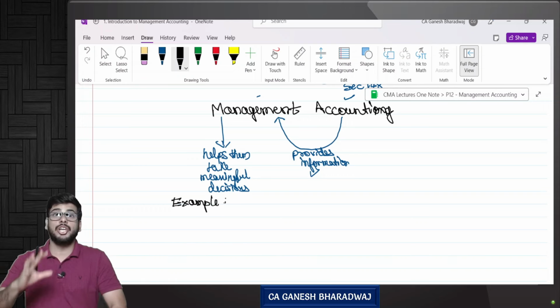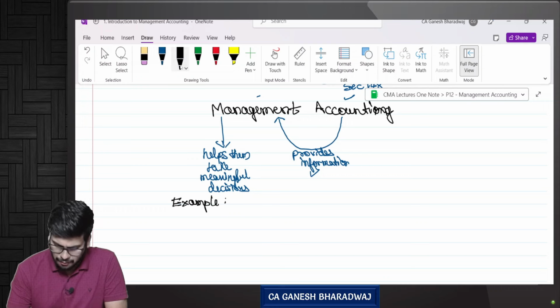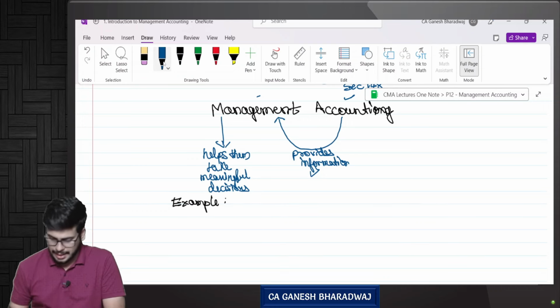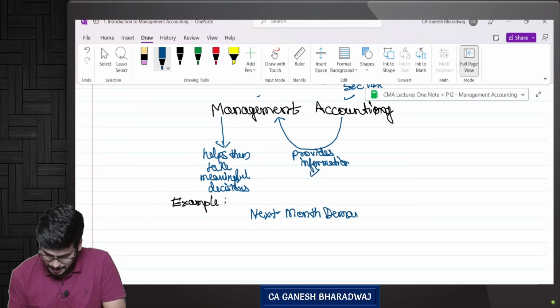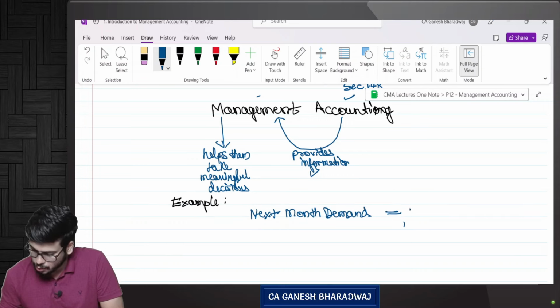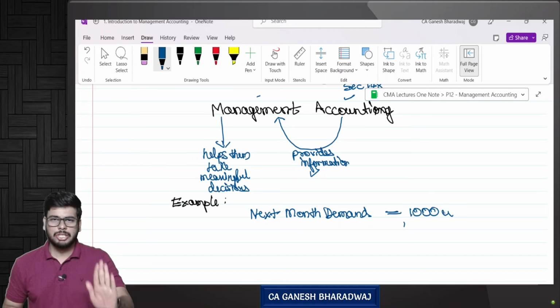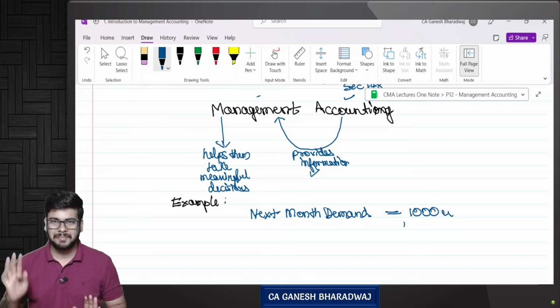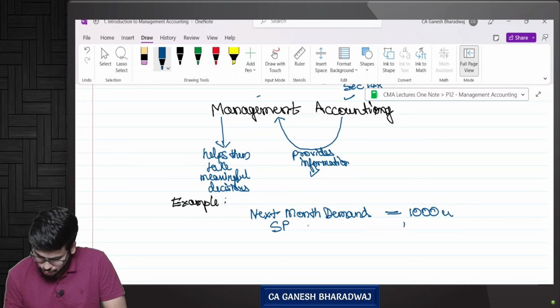And the following are the data. I'm giving you the data, so just patiently listen to this. Let's say the next month demand is going to be 1000 units. This is the estimate. You have got in touch with market analysis, and even if we continue for the next one month, maximum demand can be for 1000 units. The selling price per unit is going to be rupees 10 per unit.